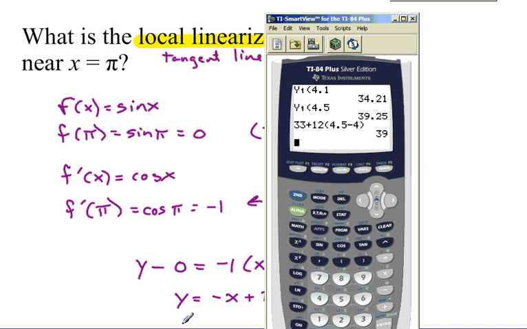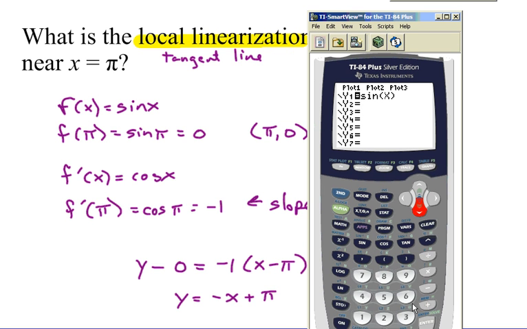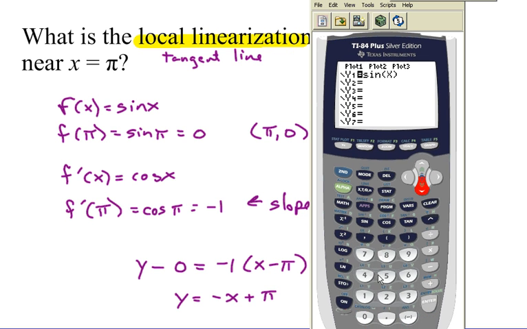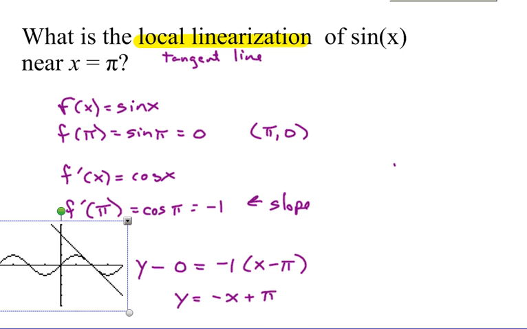Just to be slightly more convincing of this, let's go into our y equals. We're going to make this sine x. And then we're going to make our second function, this line that we just came up with, which is negative x plus pi. If I hit graph, there's my sine curve, and there's my local linearization at pi. And we can see, just like before, it is a great approximation in that area. Once I get out of that area, it's not good at all.